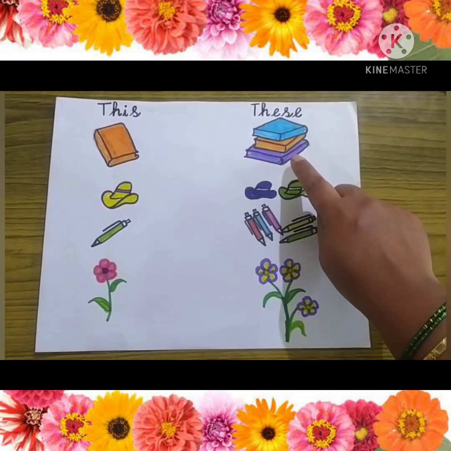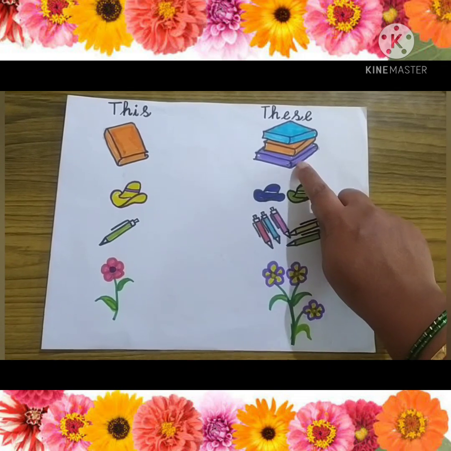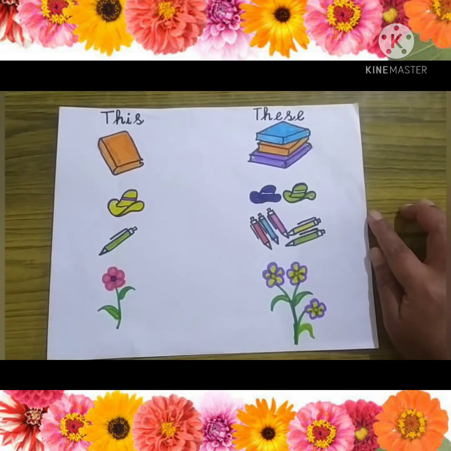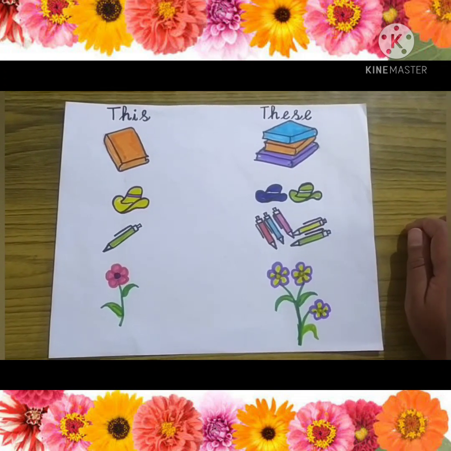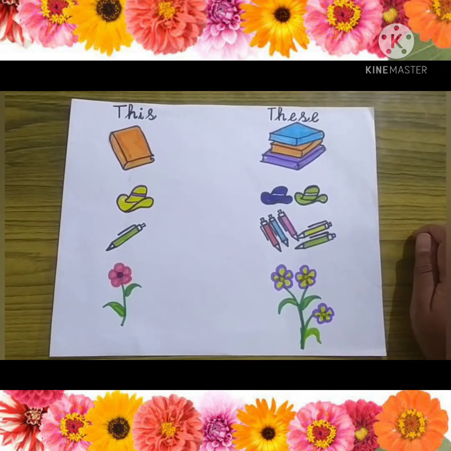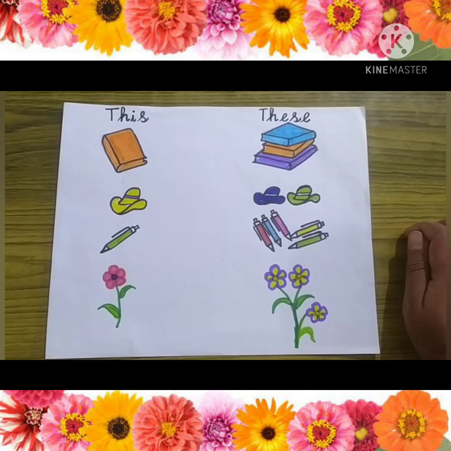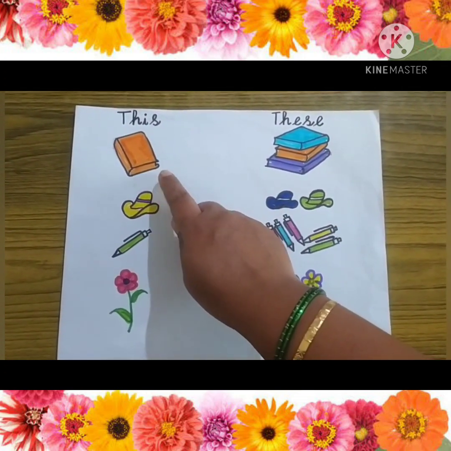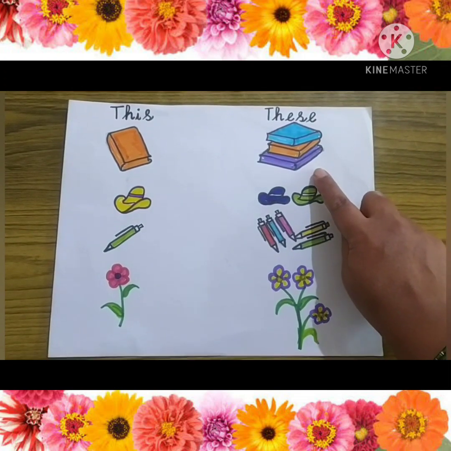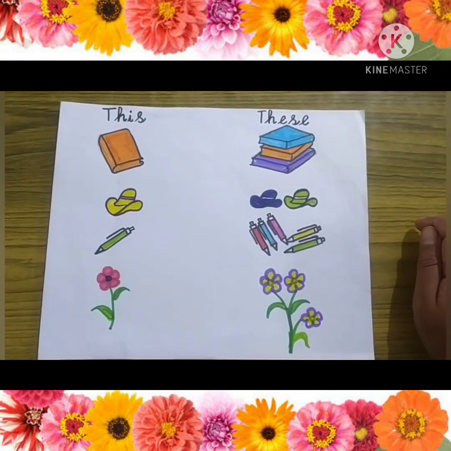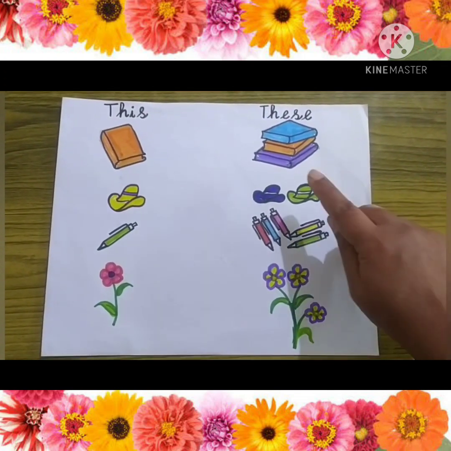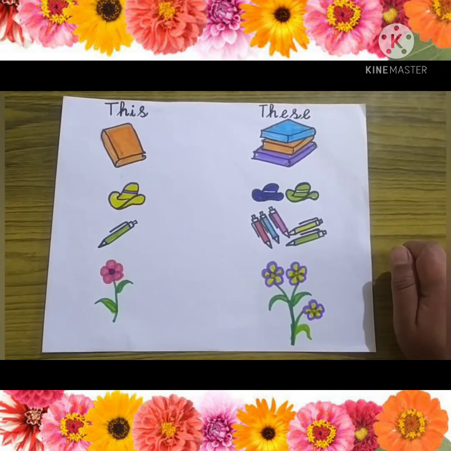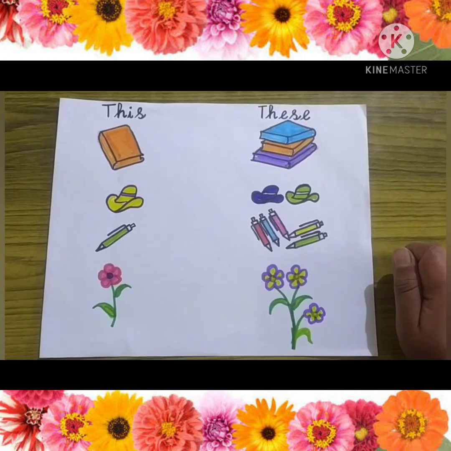Can you see here? There are more than one books. 1, 2, 3. That is more than one, isn't it? And here the object should be near to us. That is when we use these. Now, this is a book. And here we say it as these are books. Because we have more than one object and the object is near to us.